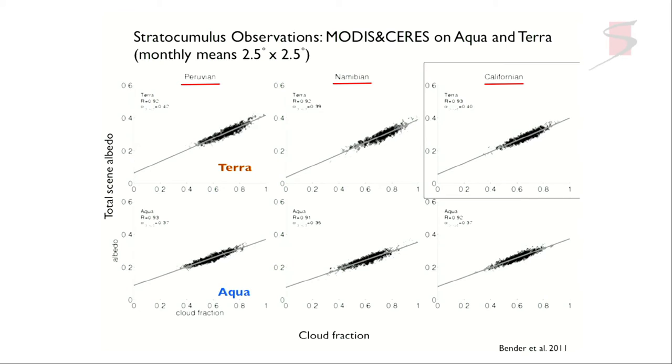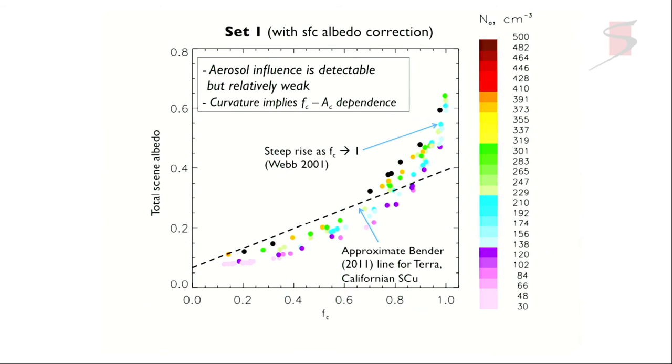All right, let's just go back quickly to Frieda Bender's work. These relationships seem to apply in different regimes, different times of the day. Let's just take this Californian stratocumulus result for reference and look at how the model output looks compared to that. Total scene albedo now, so we've made adjustments in order to compare with Bender, for the surface albedo, and when the aerosol is present, it changes the surface albedo.